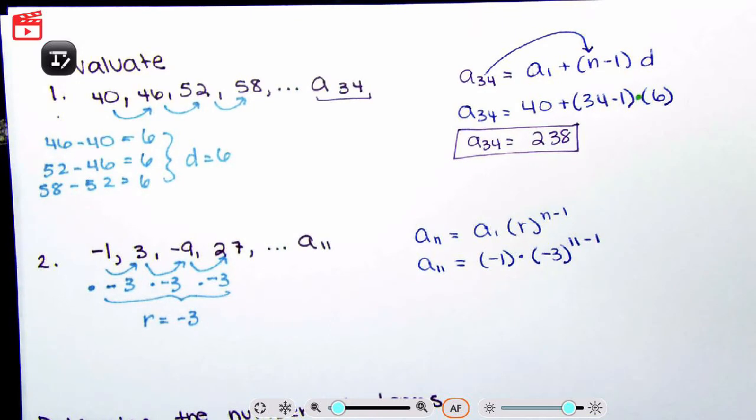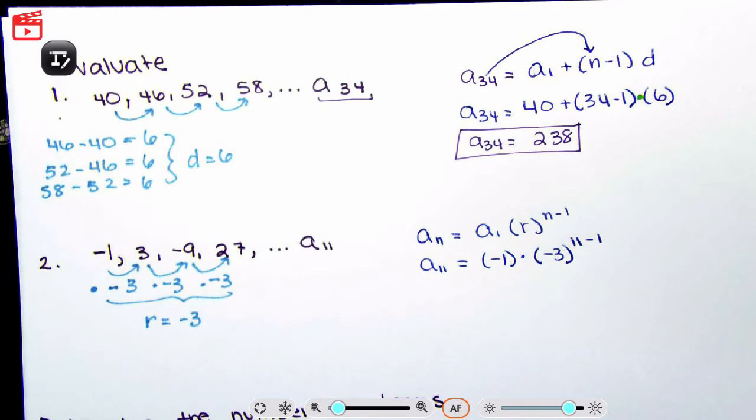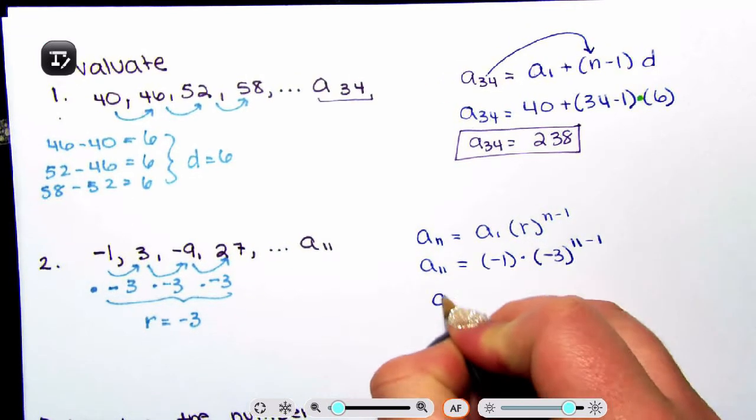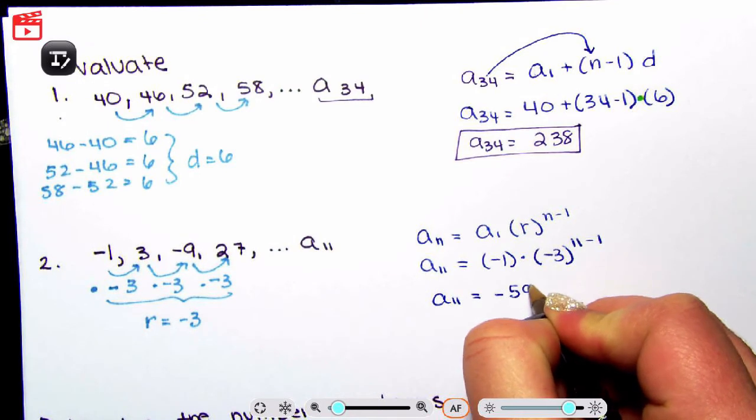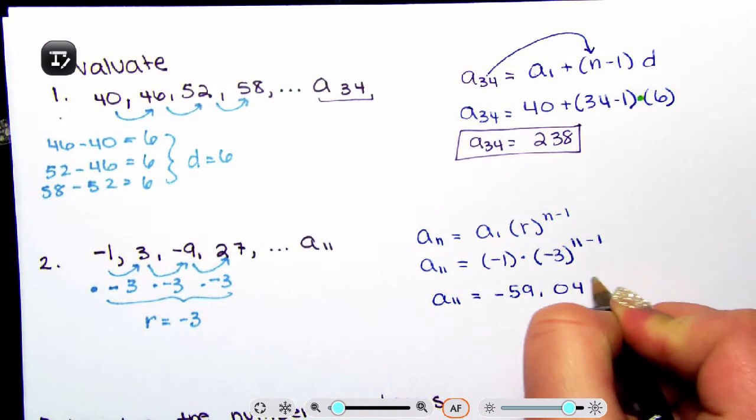Again, you can simplify it. I'm just choosing to type all of that into my calculator. Parenthesis negative 1, parenthesis times, parenthesis negative 3, parenthesis to the 11 minus 1 power. And that gives me a total of negative 59,049.